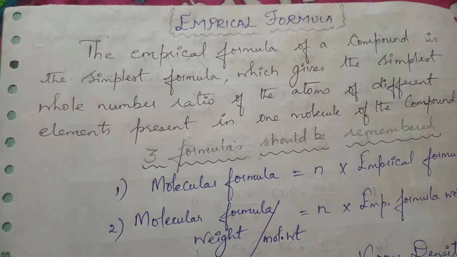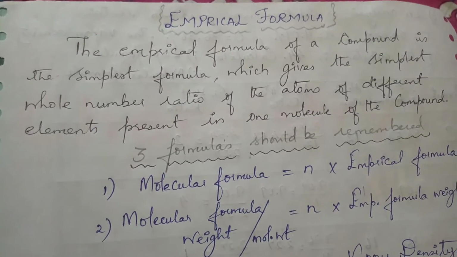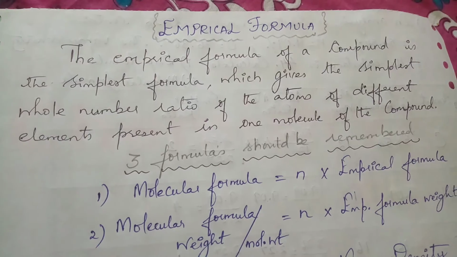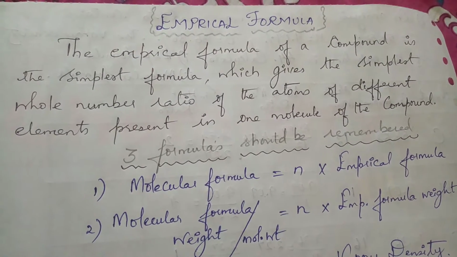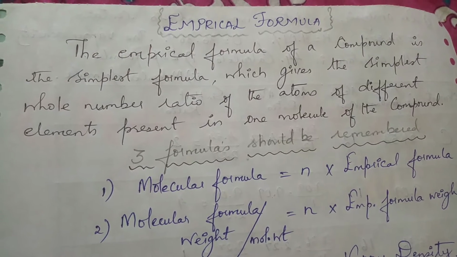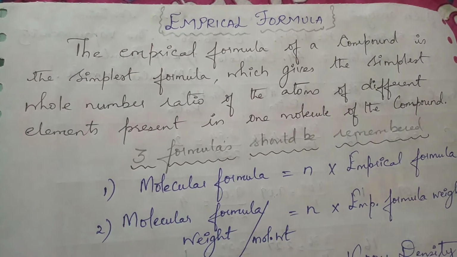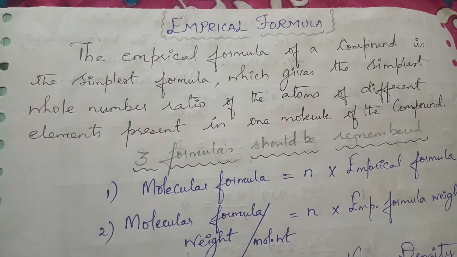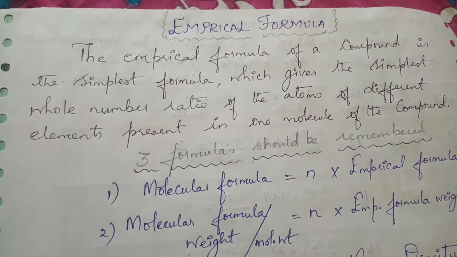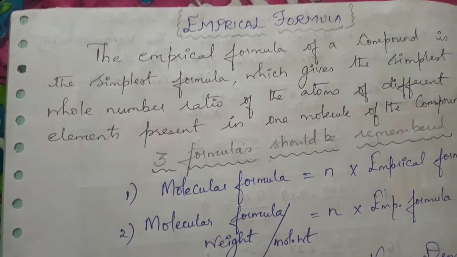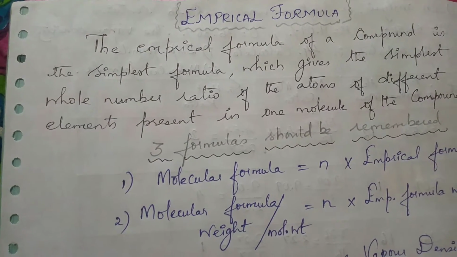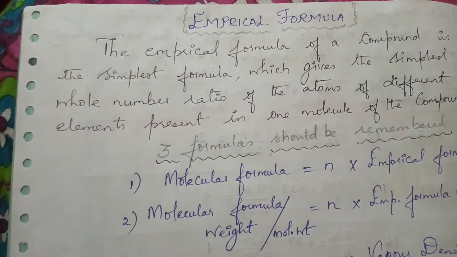formula. So as per the definition, you can observe here, the empirical formula of a compound is the simplest formula which gives the simplest whole number ratio of atoms of different elements present in one molecule of a compound. That is called the empirical formula, right? So generally speaking, empirical formula is nothing but the simplest formula.